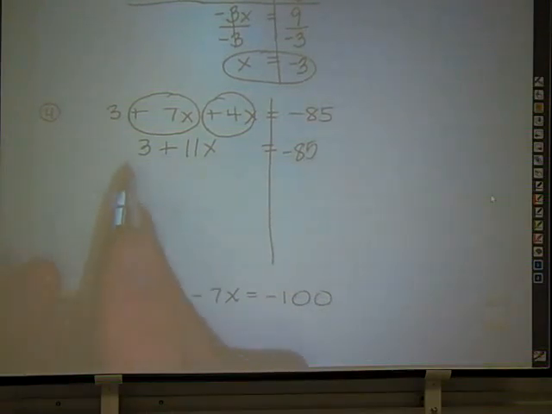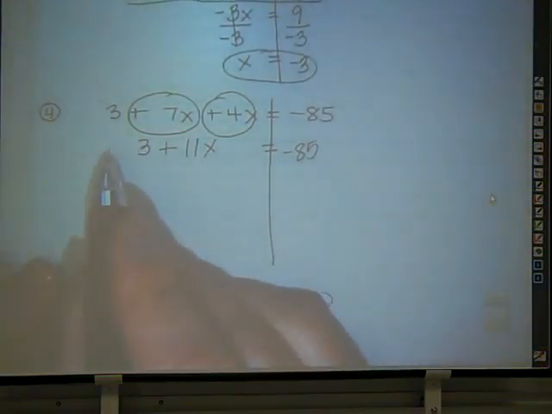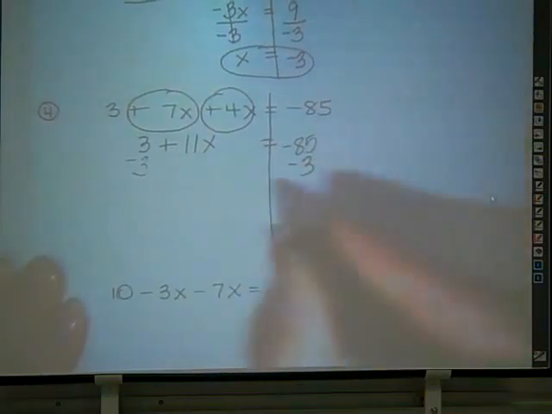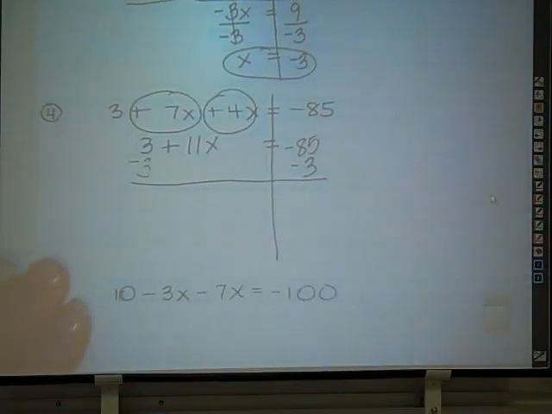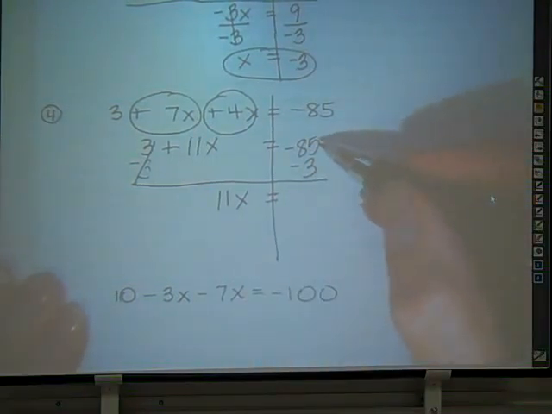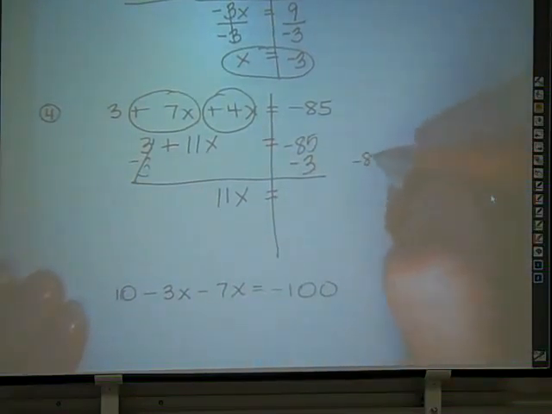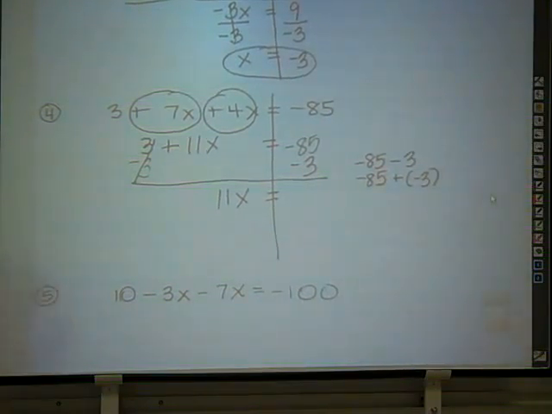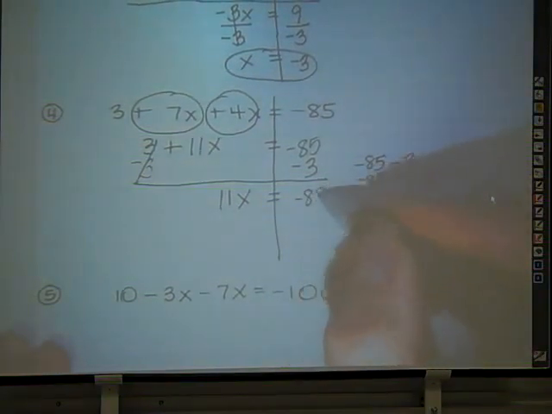All right, next step. We need to take the 3 to the other side since 3 is positive. The opposite of positive is going to be negative, and we are going to subtract 3 from both sides. That gets rid of the 3's. We still have 11x on the left. Now on the right, we have negative 85 minus 3. So we're going to do some leave, change, change, which actually gives us negative 85 plus negative 3, and negative 85 plus negative 3 gives us negative 88.